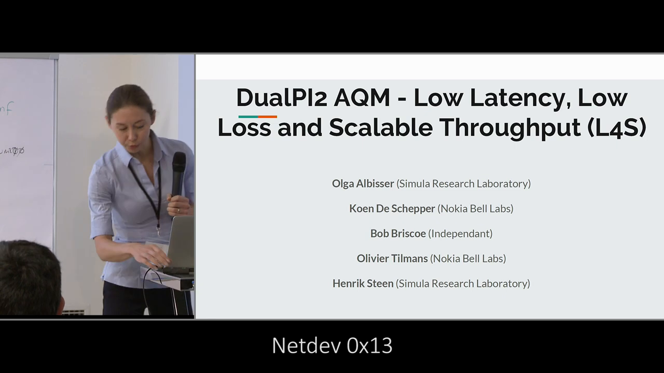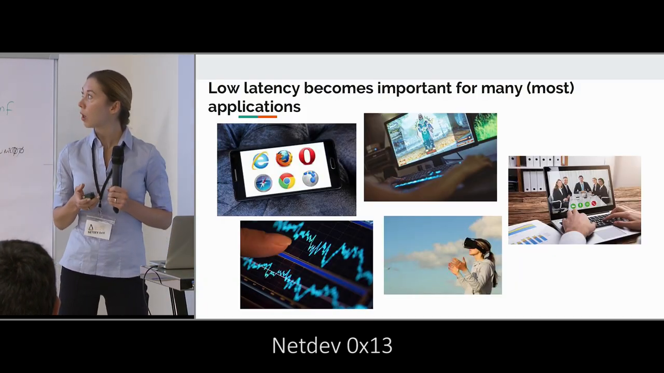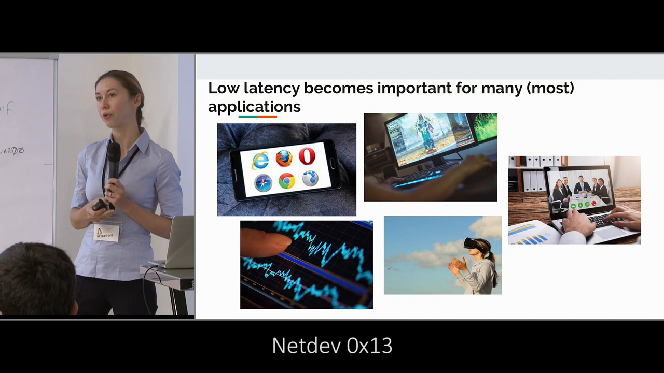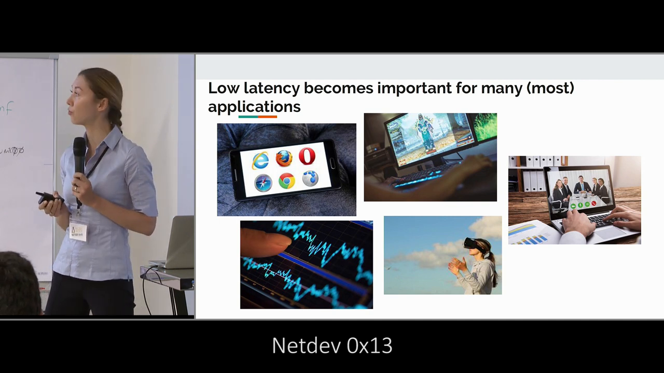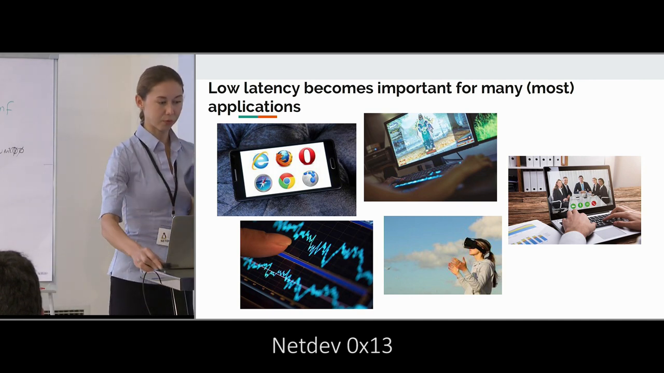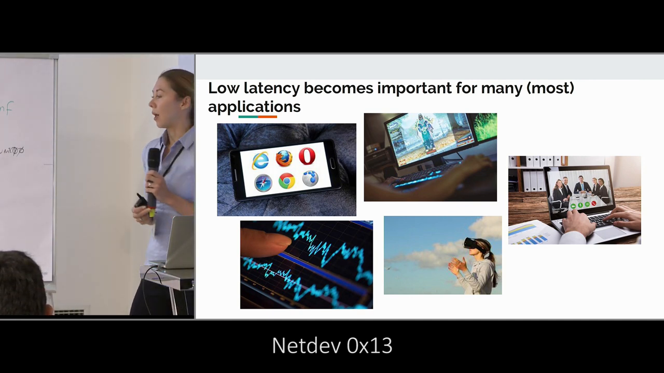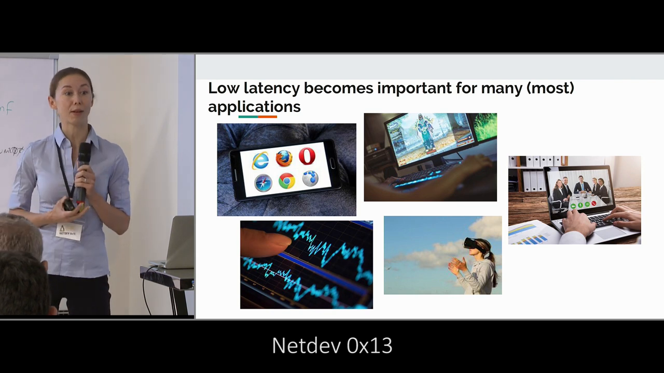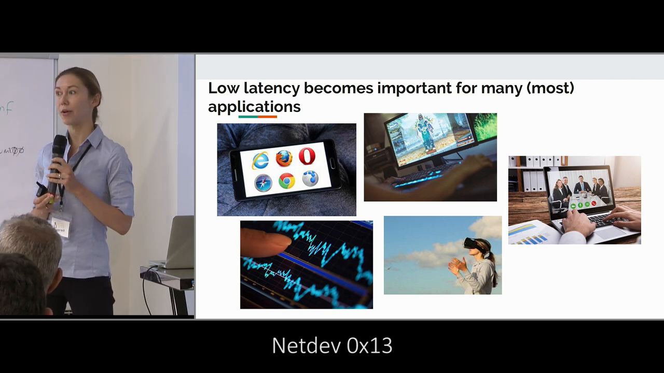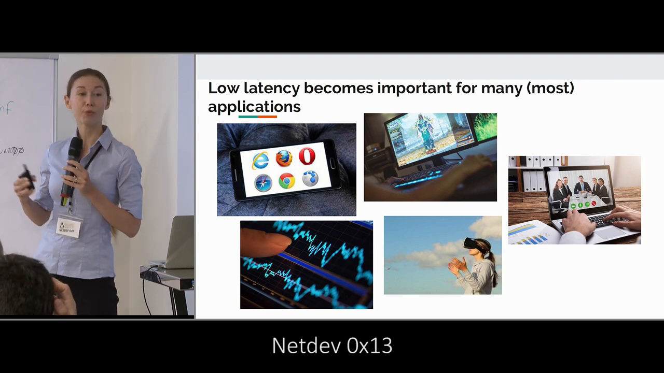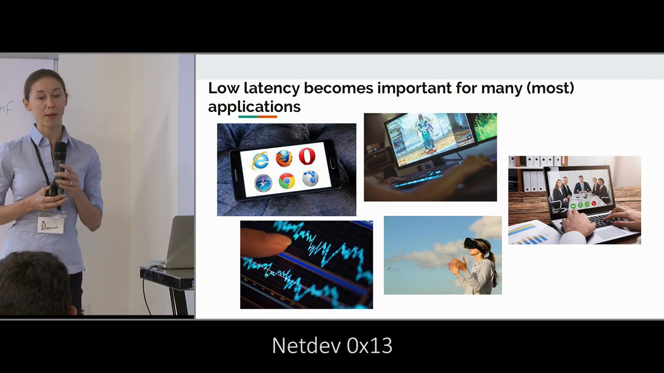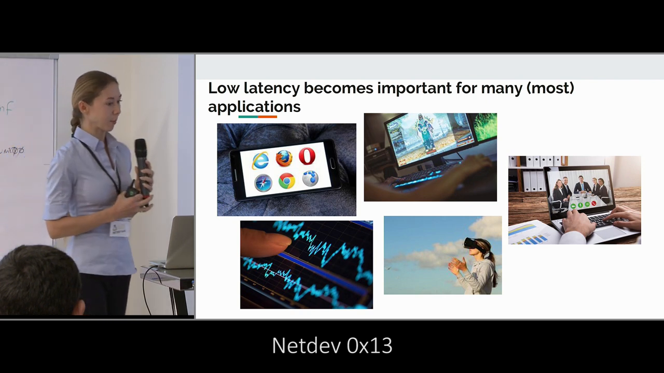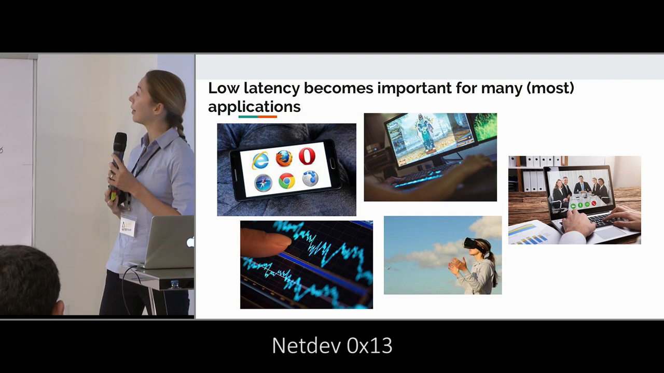So I'm going to start with the motivation for this work. The motivation is that low latency is a critical factor for many, if not most, applications today. It was common to believe not so long ago that interactive applications such as finance apps, online gaming, and remote desktop applications require low latency, but also low bandwidth, because such applications often use compression to reduce the amount of traffic that is sent.